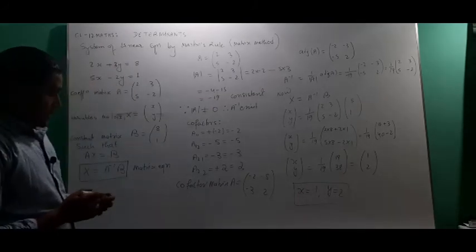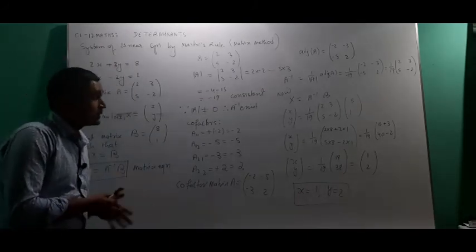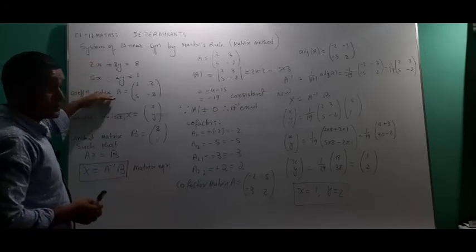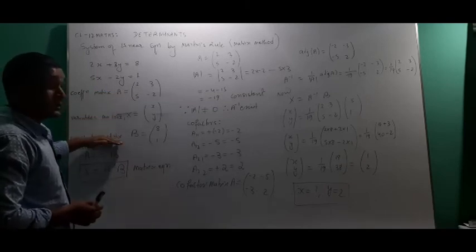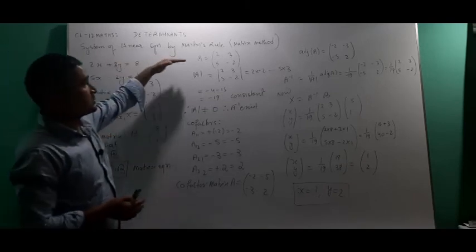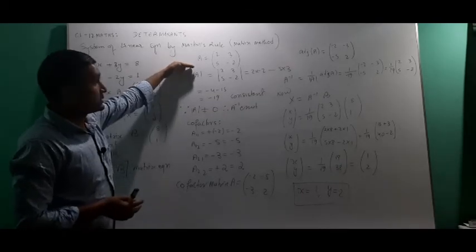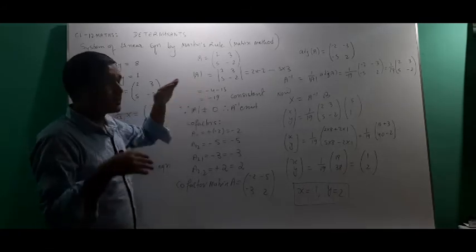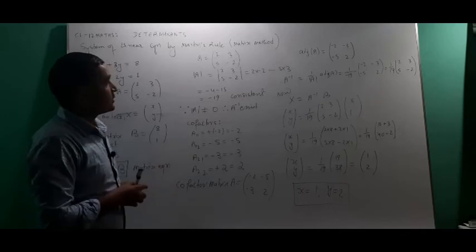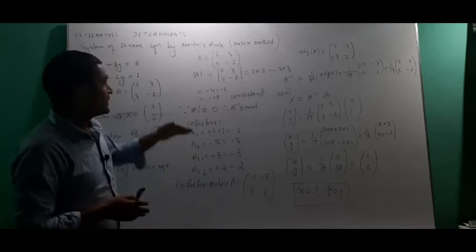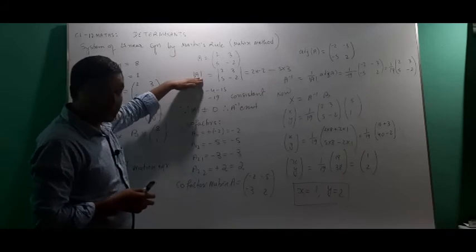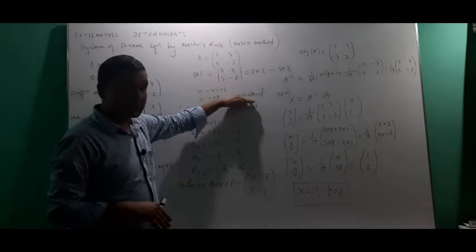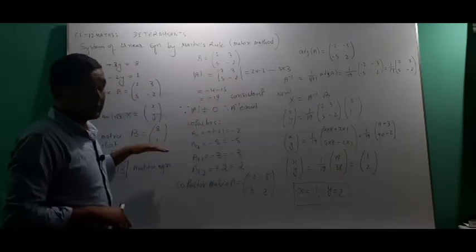Once again I'll repeat. First, from the equation, separate the matrices: coefficient matrix, variable matrix and constant matrix. After separating, the first step is to get the determinant, because it gives us the idea whether the equation will give the values of x and y, or whether the equation is consistent or inconsistent. If the value of the determinant is non-zero, then it is called consistent, and a consistent equation can be solved to get the values of the variables.